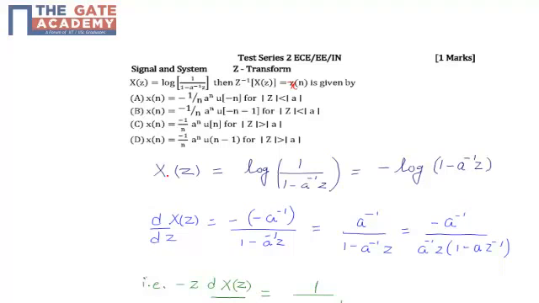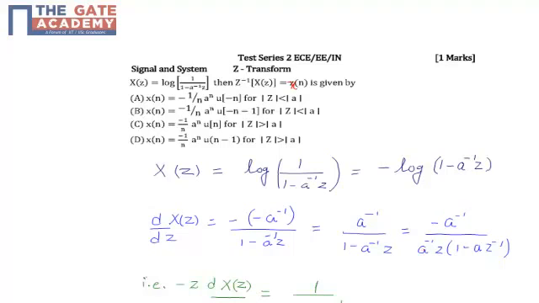So what we are given is X of z equal to log of 1 by 1 minus a inverse z. So we can write this as minus log of 1 minus a inverse z. From this, if I take the derivative of X of z with respect to z, what I get is minus times minus a inverse divided by 1 minus a inverse z. This is nothing but a inverse divided by 1 minus a inverse z. If we take minus a inverse z common, we get minus a inverse divided by minus a inverse times z in bracket 1 minus a times z inverse.